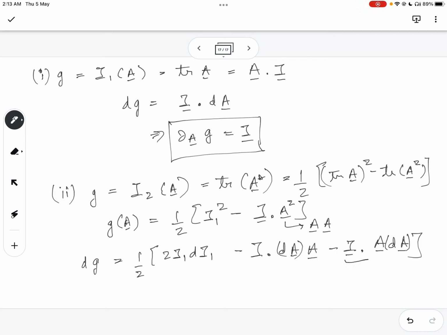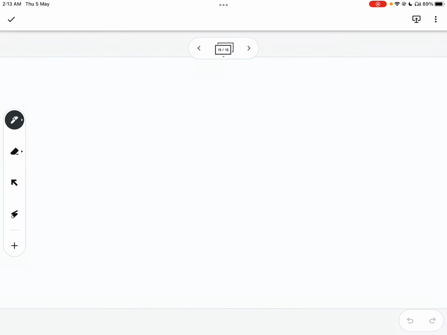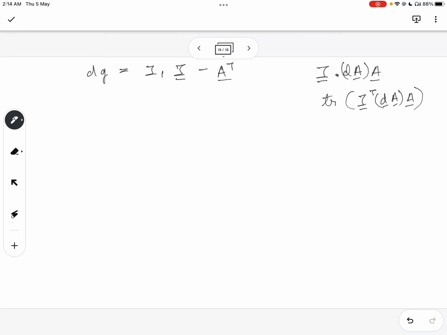By the definition of the dot product, these two are equal. So this becomes I1 dI1, which as we saw was I dot dA, minus I dot dA A. So dg becomes I1 I minus A transpose. And I dot dA acting on A can be written as trace of I transpose dA A, which is nothing but trace of dA A.